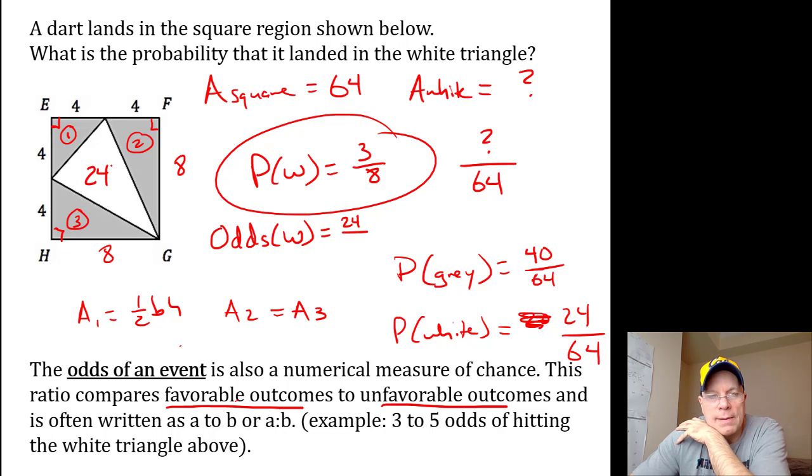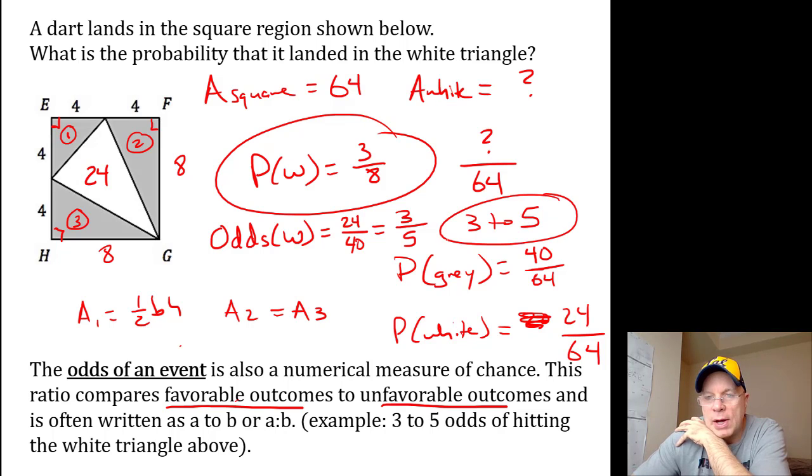The unfavorable outcomes would be landing in any other area other than white, which we know is a total area of 40 for the gray. And so when you simplify that common factor of 8, you get 3 over 5. So there's a 3 to 5 odds of landing in white. The odds of gray would be 5 to 3.